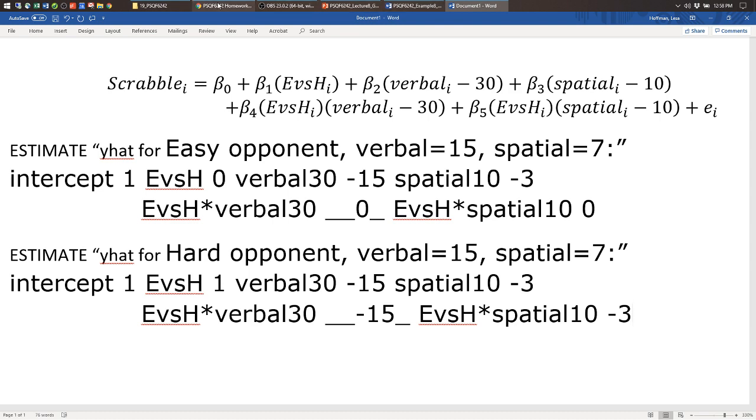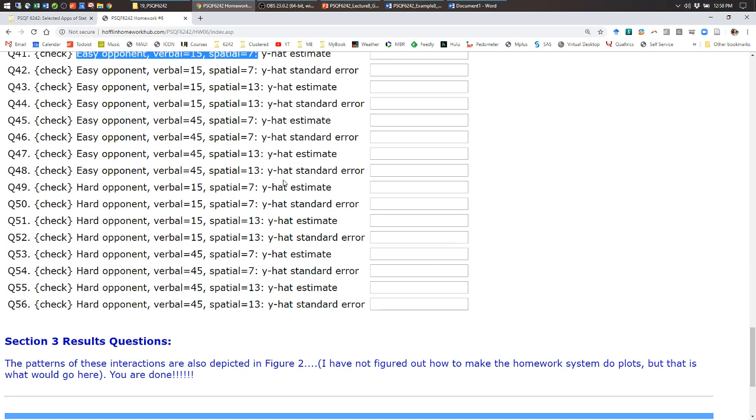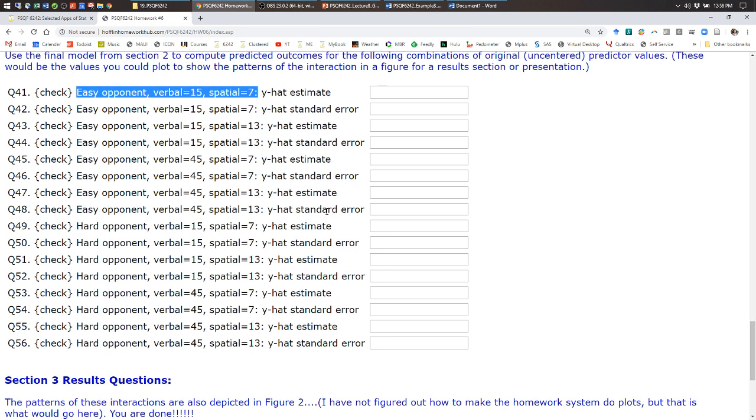And because I don't have that level of programming skills, you don't have to make a picture. I haven't figured out how to have you make a picture and have it be graded automatically. But that would be the next step, is to make some pictures, right? It might be nice to have what the verbal slope would look like for the easy group versus the hard group in one picture, what the spatial slope would look like for the easy group versus the hard group in another picture. That would be the kind of thing you'd want to plot.